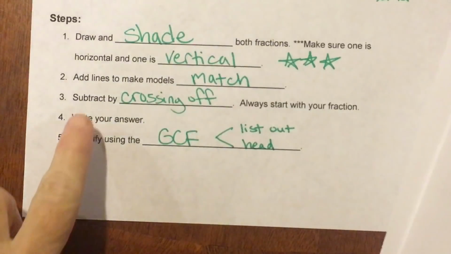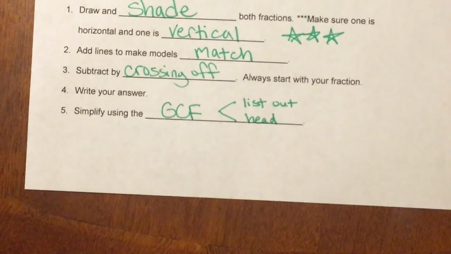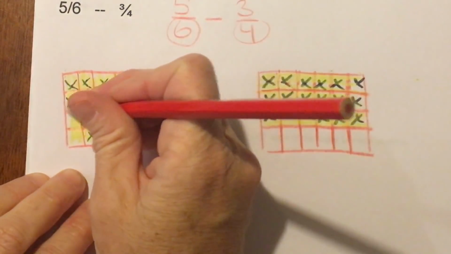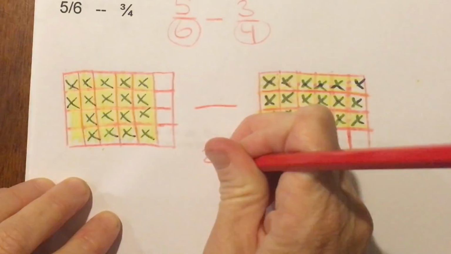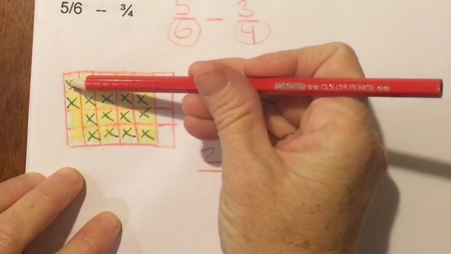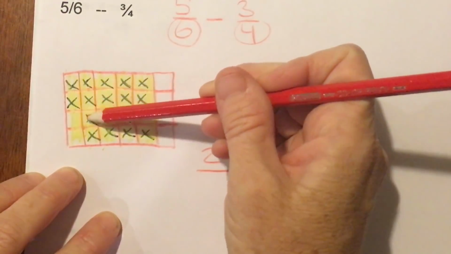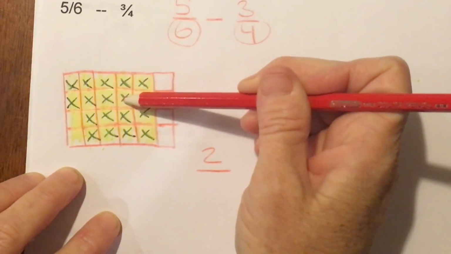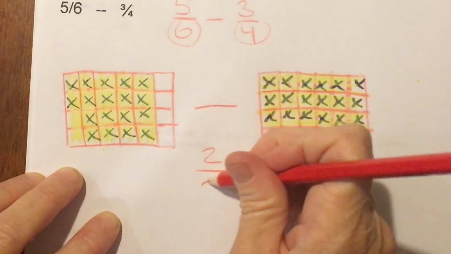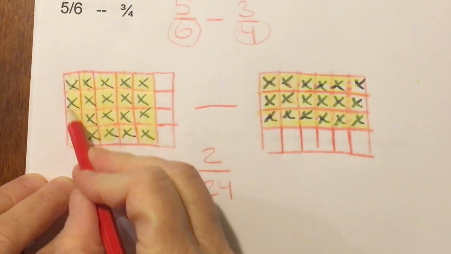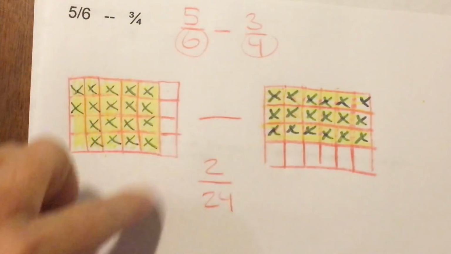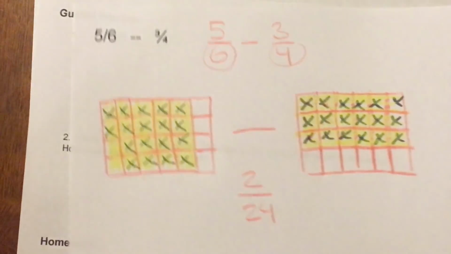Okay, let's look at our next step. Write your answer. Well, what do you have left? Well, I have only those 2 pieces left. So I have 2 pieces out of how many? This whole was cut into 1, 2, 3, 4, 5, 6, 7, 8, 9, 10, 11, 12, 13, 14, 15, 16, 17, 18, 19, 20, 21, 22, 23, 24. Or maybe you know I could have multiplied 4 times 6 and got 24. But I have 2 out of the 24 pieces left.